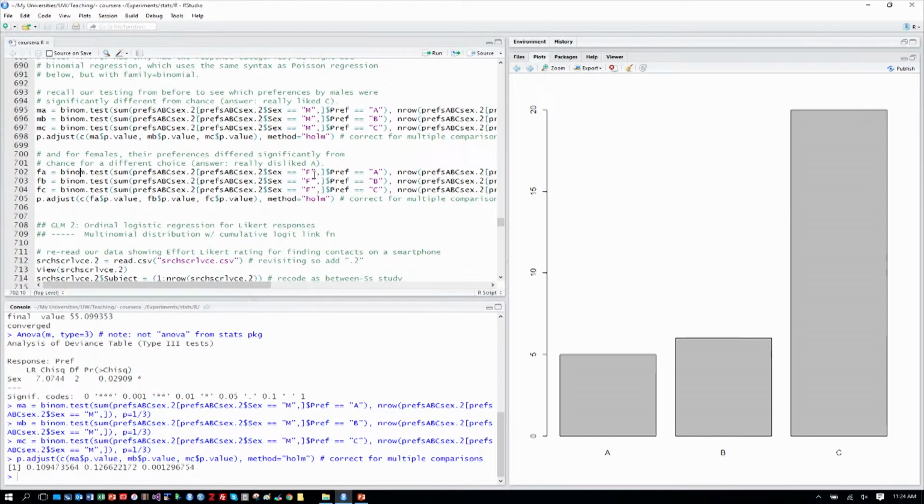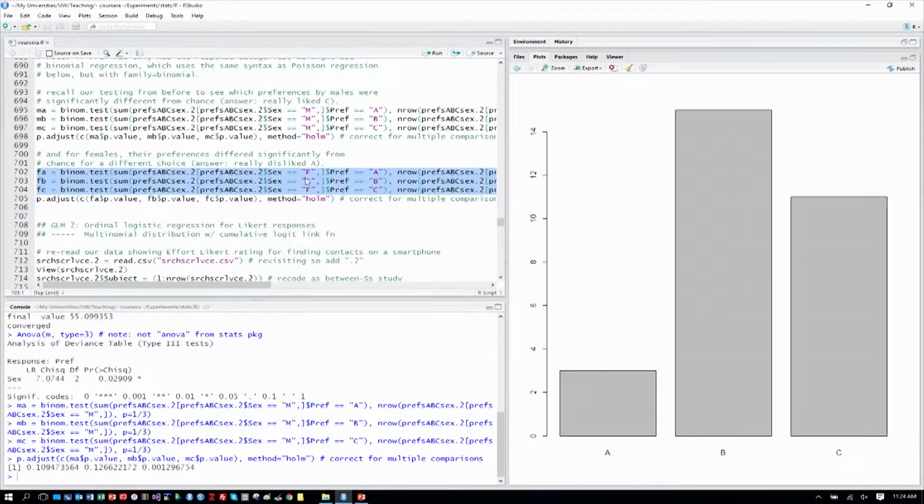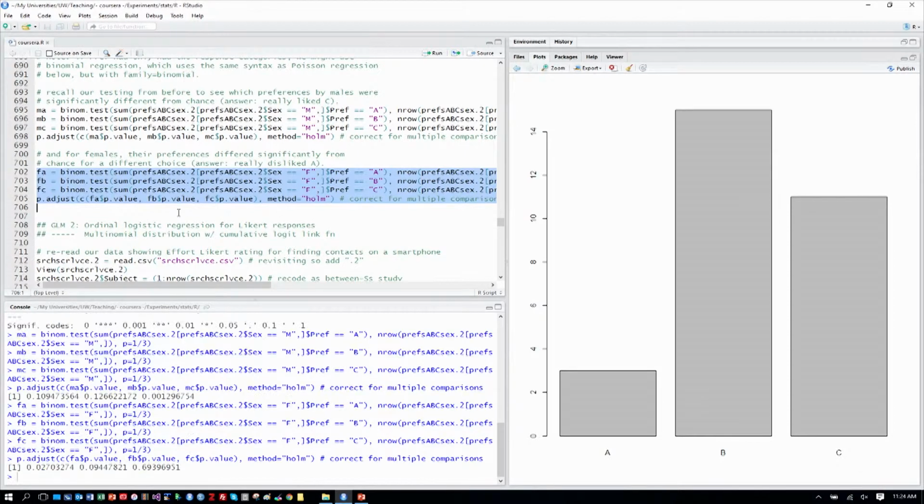Let's see if, for the females, any of their preferences differ from chance. And we have the answer already put here for your convenience. They really disliked website A. So they differed from chance in the negative direction. Let's move to the females plot here. Website A was so unliked that it was significantly different from chance. And we run the same analyses here, and we see that that's the significant result there.